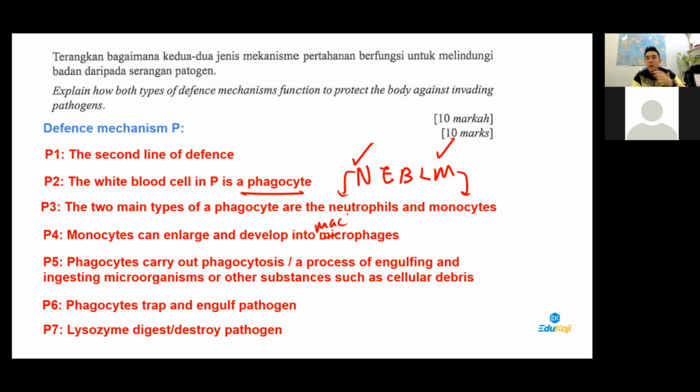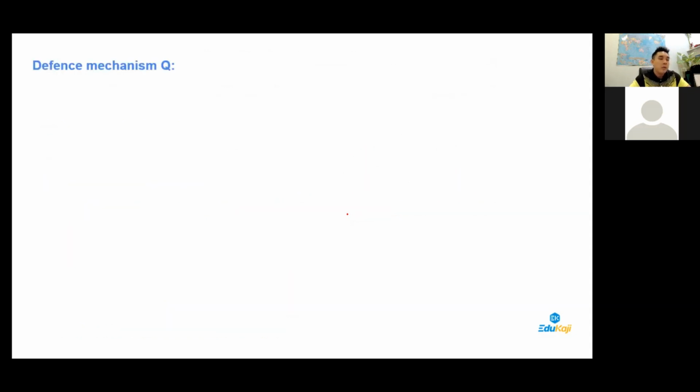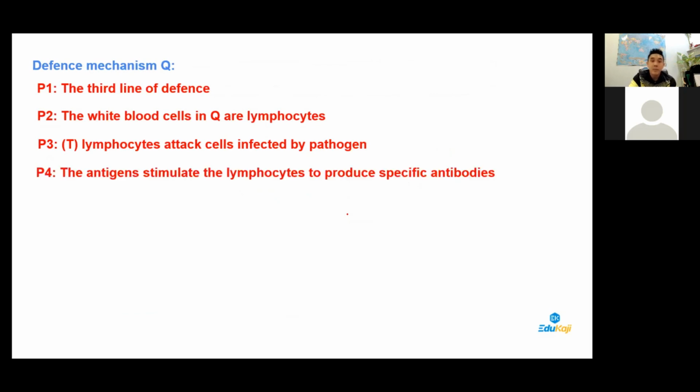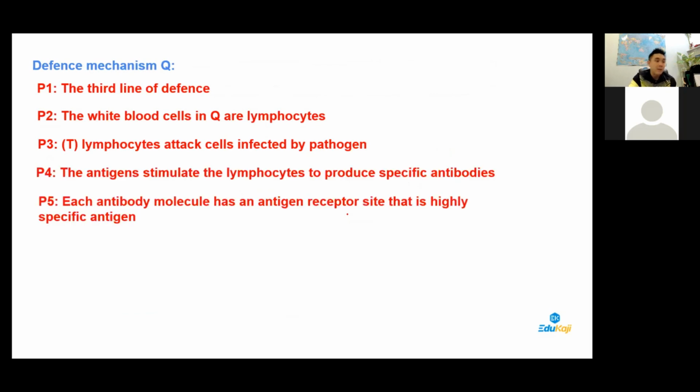So if you know the format of roughly how to explain mechanism P, guys, for Q just tweak the points. For Q here, we say it's the third line. The white blood cell involved must be lymphocyte. Must, M-U-S-T, must be lymphocyte. So lymphocytes will attack cells that are infected by producing antibodies, and therefore the antibodies have to be specific.